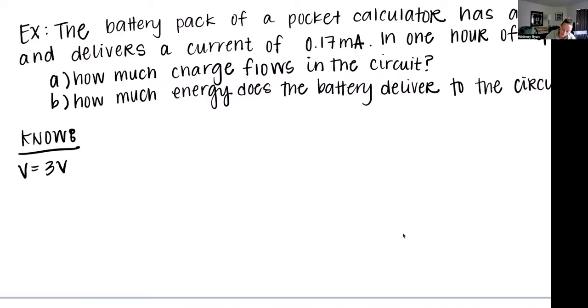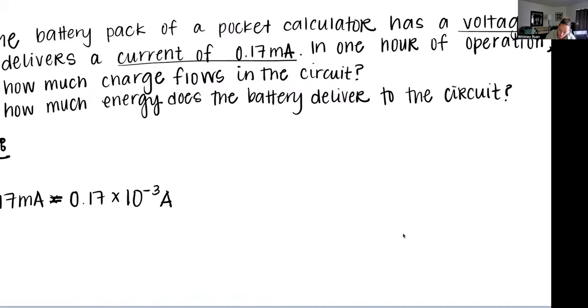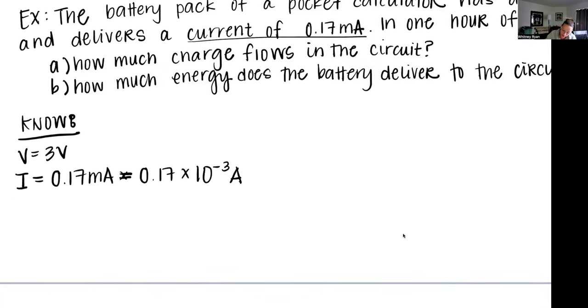It delivers a current of 0.17 milliamps. Remember, current is I, so I equals 0.17 times 10 to the negative 3 amps, since milli is 10 to the negative 3. In 1 hour of operation, so it gave us a time interval. The time interval is 1 hour, but that is not SI units. Our SI unit for time is seconds, so you have to figure out how many seconds are in an hour.